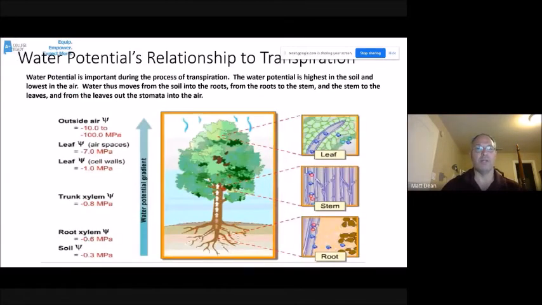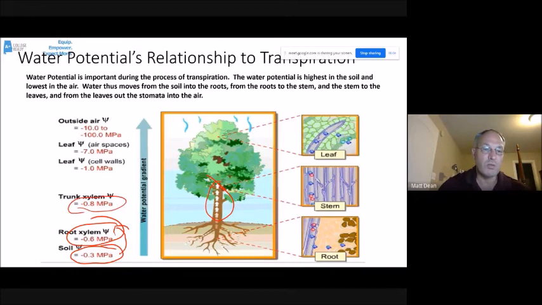All right, we want to end up today thinking a little bit about transpiration and how water potential relates to that. So these are water potential values throughout a tree, essentially. So in the soil, the water potential is negative 0.3, but in the xylem of the root, it's negative 0.6. Well, that tells you that water is going to move from higher water potential to lower water potential. So from the soil, water moves into the xylem because of water potential. Well, up here in the trunk, the water potential is negative 0.8. Well, the water potential in the root is higher than that. So water moves from root to trunk.